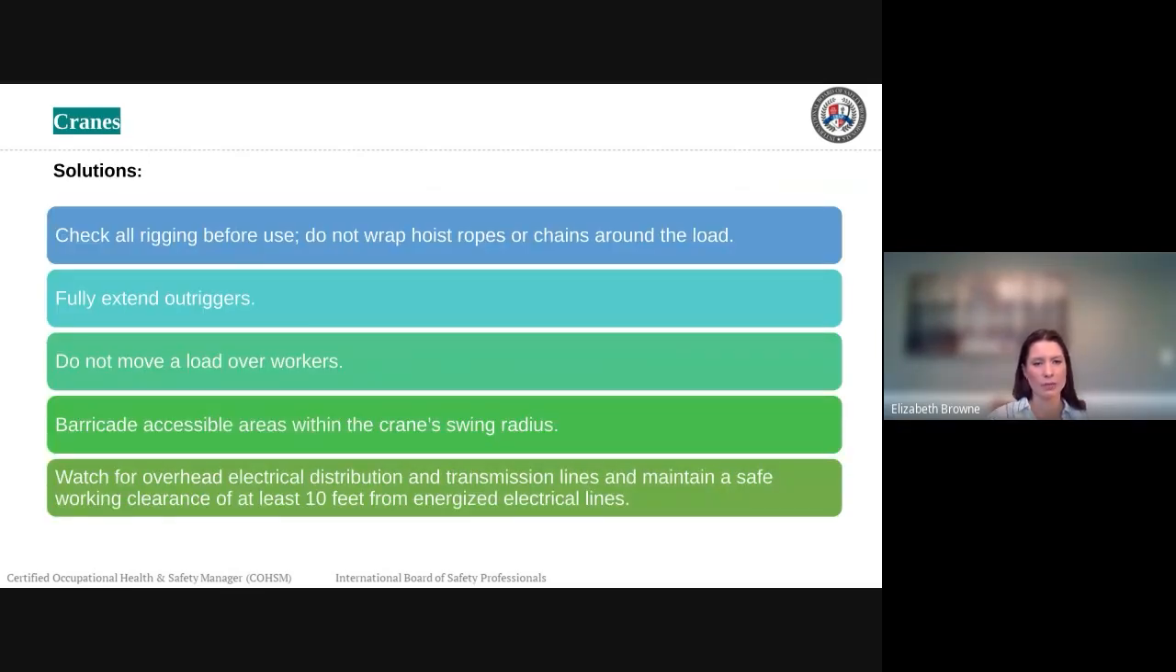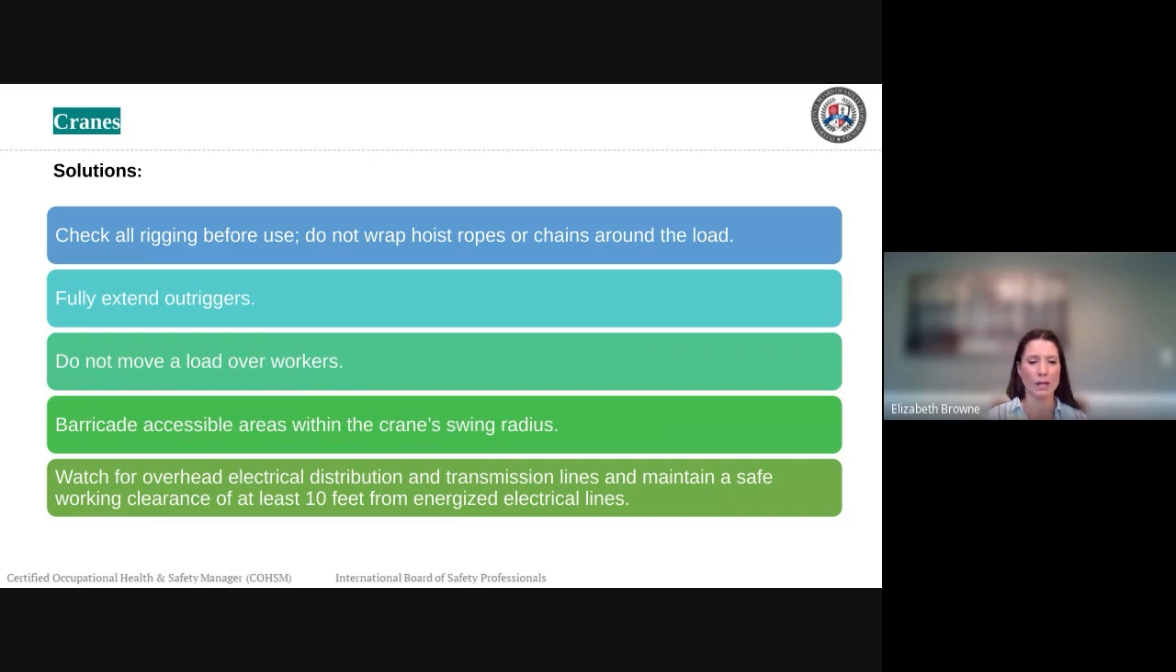Crane operators should always check rigging before use, and they should never wrap hoist ropes or chains around the load. We want to use straps or some other attachment that attaches to the hook. This is attached to the chain, the hoisting mechanism of the crane. We should always fully extend our outriggers for the cranes. Never move a load over workers. We want to barricade accessible areas within the crane swing radius and keep unauthorized workers and pedestrian traffic away from that crane swing radius.